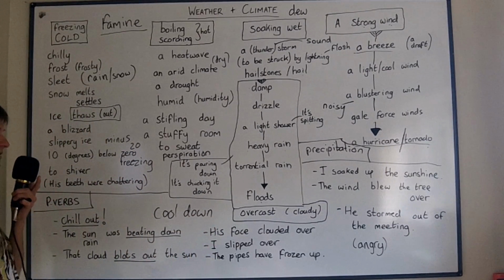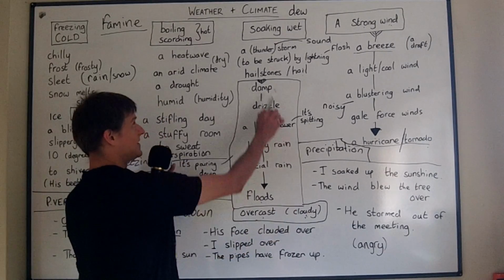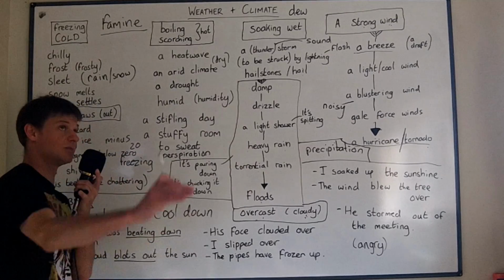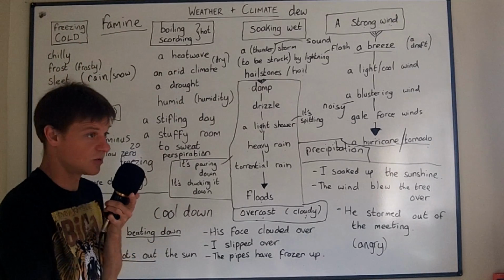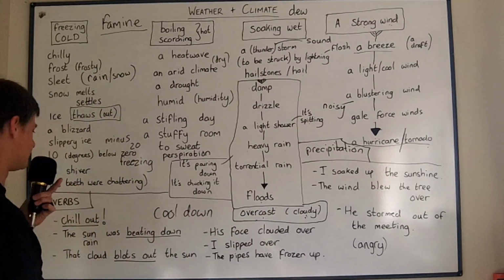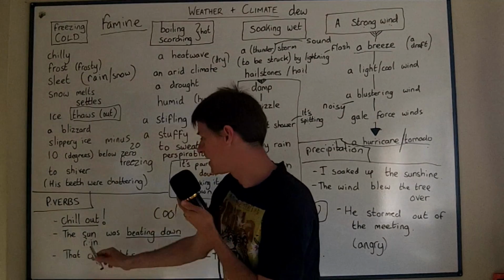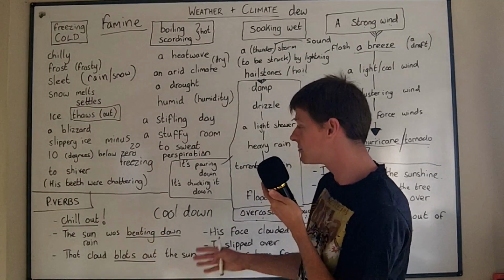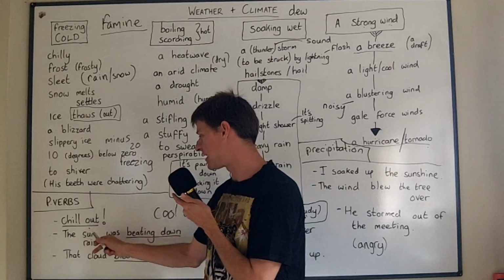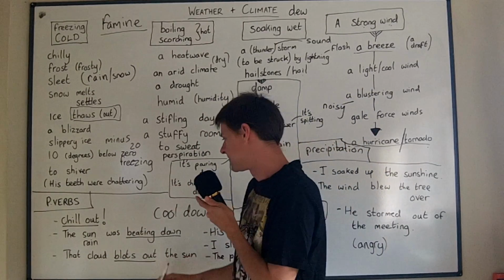Okay, on to phrasal verbs, but I forgot to mention overcast is cloudy, by the way. This is in the soaking wet section because clouds usually lead to rain. And so overcast, it's the same word as cloudy, synonym. Okay, some phrasal verbs. Chill out, it just means relax. If somebody says to you chill out, it means relax. You'll often have chill out rooms in clubs, which is where people relax. They sit on the sofas.